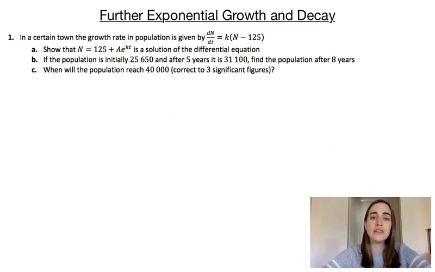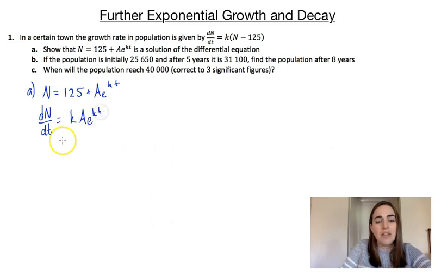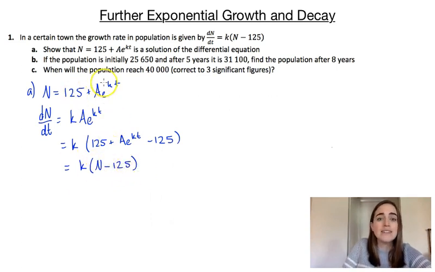In our first example, we're told that in a certain town, the growth rate in population is given by k outside of N minus 125. We're asked to show that this equation is a solution to this differential equation. So if we start just by writing out that equation, 125 plus Ae^(kt), we're going to go through the same process we just did when we proved it. We're going to differentiate N with respect to t, which would give us k times Ae^(kt). And if we put that in brackets, we can put our 125 in there, plus Ae^(kt), and then compensate by minusing 125. And that's going to give us k outside of N minus 125. So that proves that it is a solution.